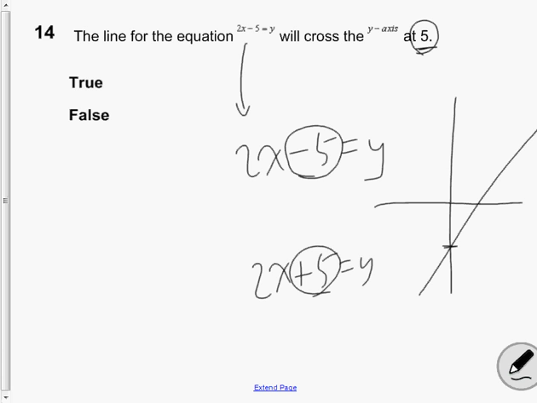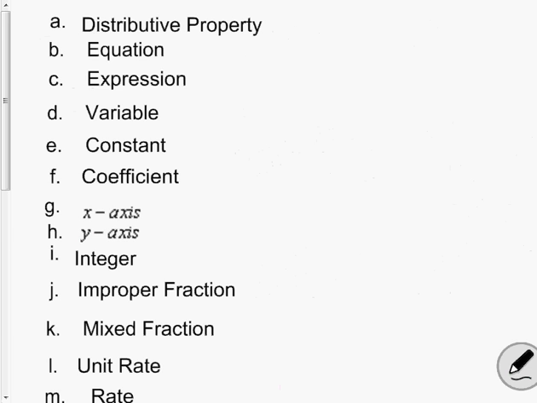If it was 5, your equation would have to be this. When it's a positive 5, it would cross the line at positive 5. But because it's a negative 5, it crosses it at the negative 5. Okay. Your next part, oh, I know what I'm going to do here.